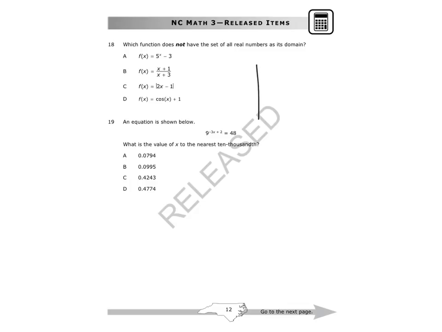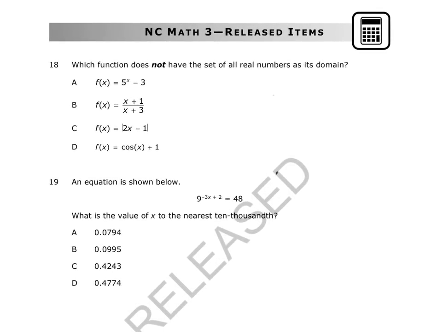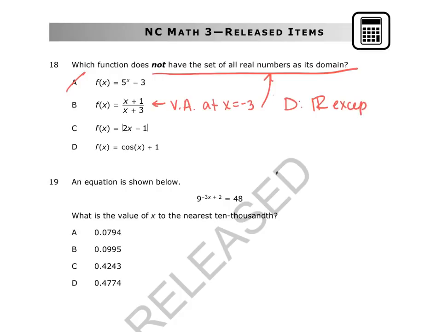Which function does not have the set of all real numbers in its domain? Key thing here, guys, exponential functions have all real numbers for a domain. So this one can't be the right answer. This one, we know has a vertical asymptote at x equals negative 3. That means that we do not have the set of all real numbers in the domain. The domain would be all real numbers except negative 3. So this would be our answer. Absolute value are all real numbers. Cosine, all real numbers.